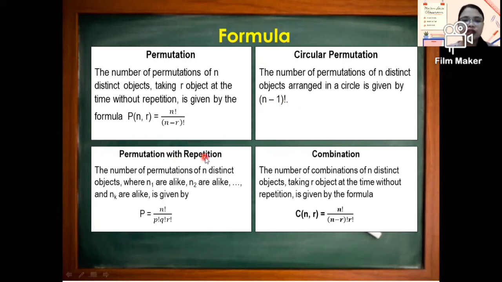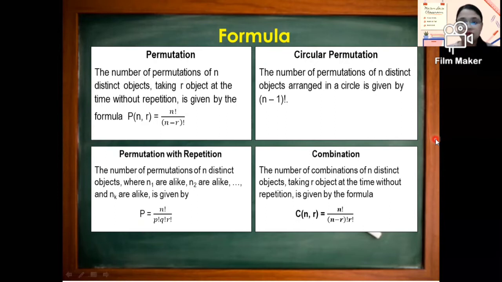For permutation with repetition naman, or simply the distinguishable permutation pag mayroong magkakapareho, ang formula lang is simply permutation is equal to n factorial over the repeated letters, numbers, or objects in the given. So you have p factorial, q factorial, and r factorial. And for combination, that is simply combination of n taken r is equal to n factorial over n minus r factorial, r factorial.